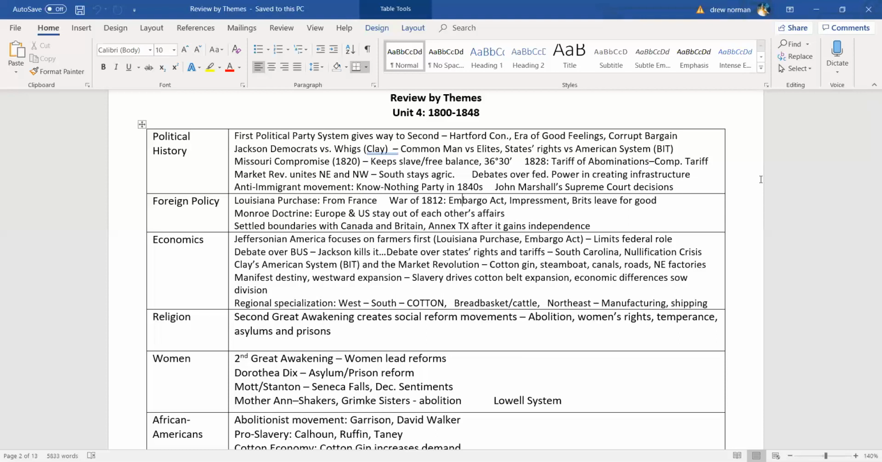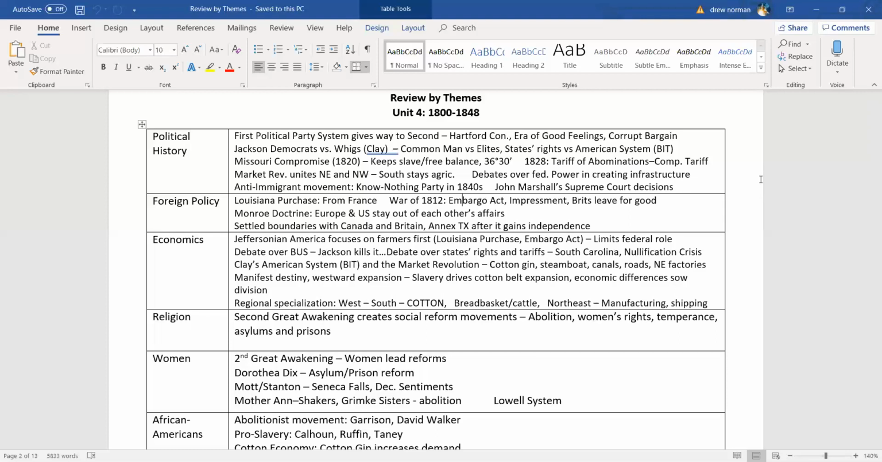So political history, it's pretty safe to say there is a major theme in this time period. The major theme is states' rights versus the federal government. Do they have the right to control economics? Do they have the right to control slavery? Do they have the right to control tariffs? And those debates really shape most of what we talk about politically.